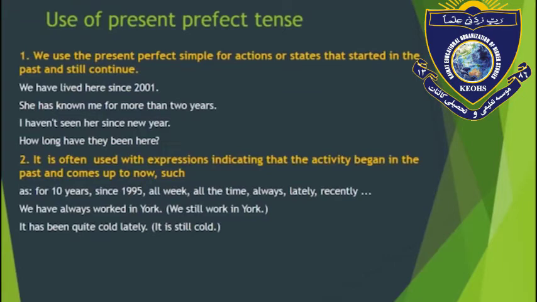Use of present perfect tense. We use present perfect tense for an action or a state that started in the past and still continues. It means the action happened or started in the past but is still in the present. Now the action is happening. For example, we have lived here since 2001. It means the action started in the past, but we are still living in Kabul. The action is still in progress.